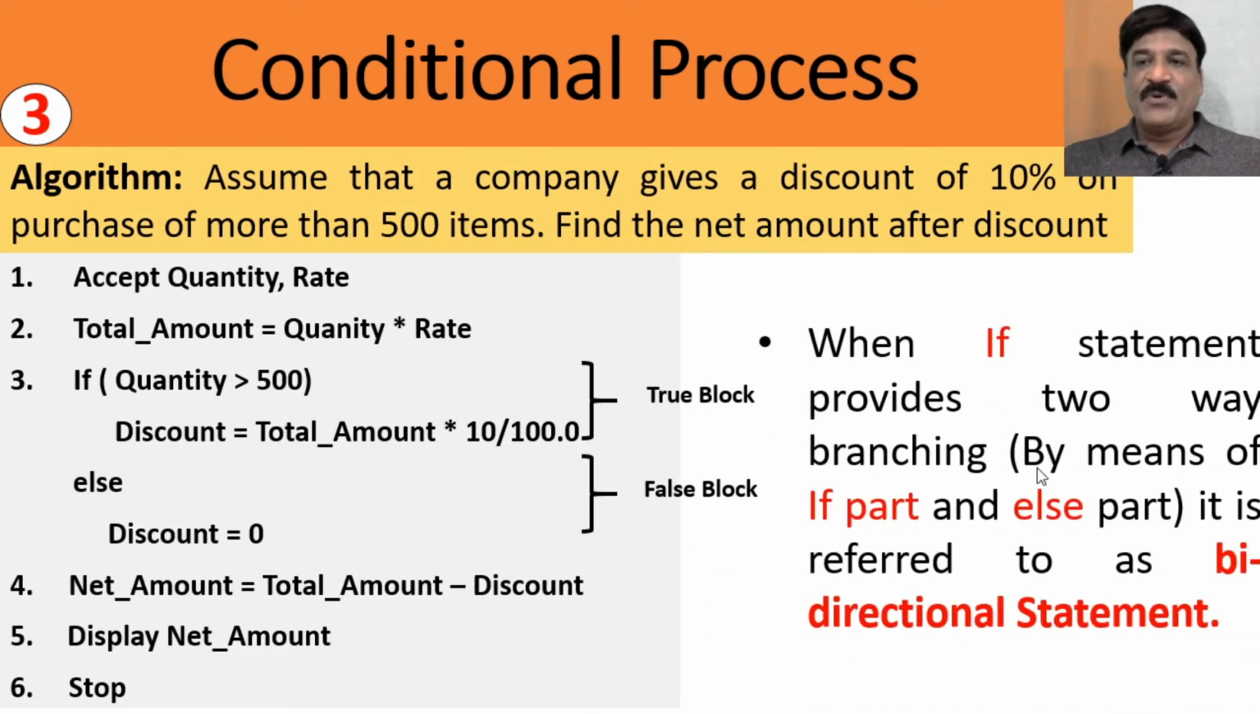Now observe here, the if statement provides two-way branching by means of what? The if part and the else part. This is your if part and this is your else part. This part is also referred to as what? The true block, while this part is referred to as what? The false block. Then such statements are referred to as what? A bidirectional statement, meaning either this or this. So such conditional statements are referred to as bidirectional statements. Depending upon a condition, it will evaluate either the true block or the false block.